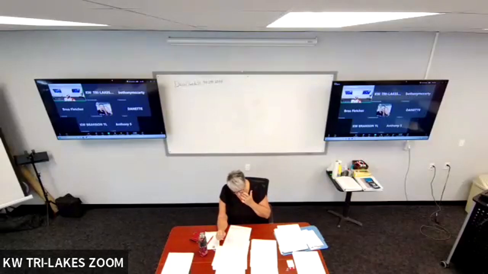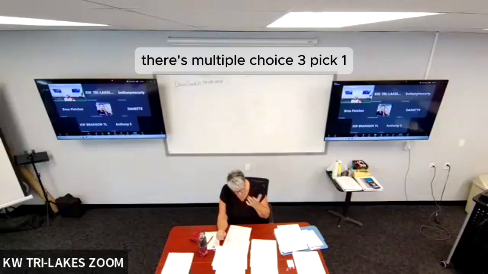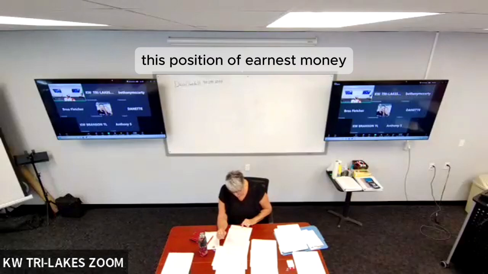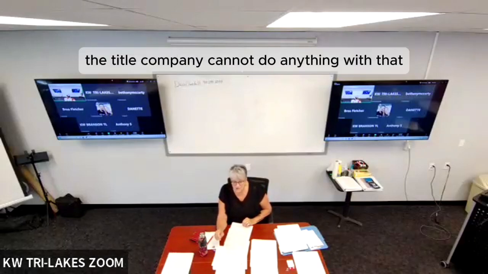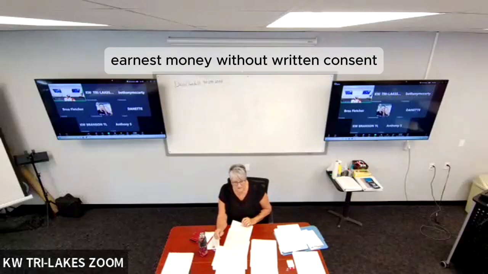Home warranty, they acknowledge there's multiple choice, 3. Pick one. Disposition of earnest money, always remember the title company cannot do anything with that earnest money without written consent.